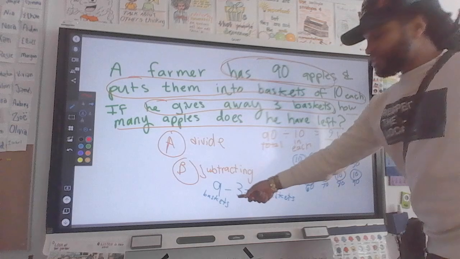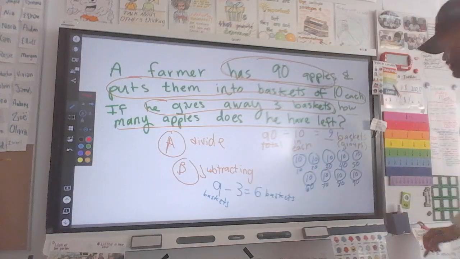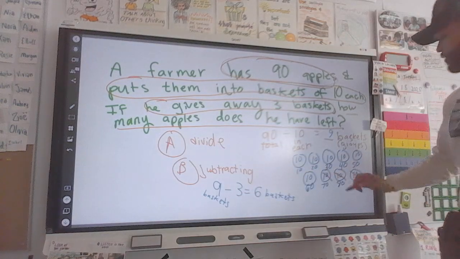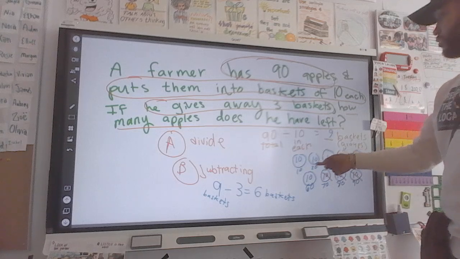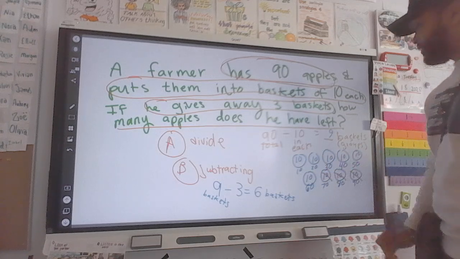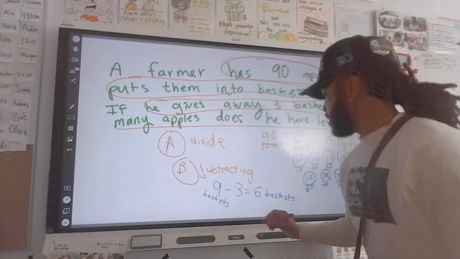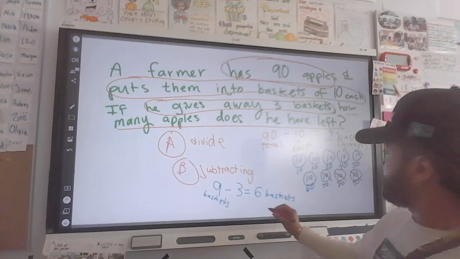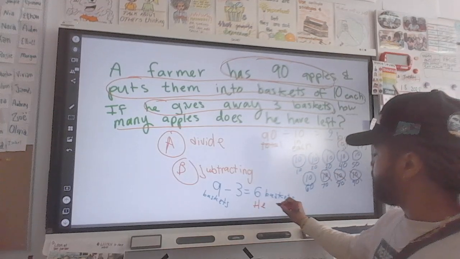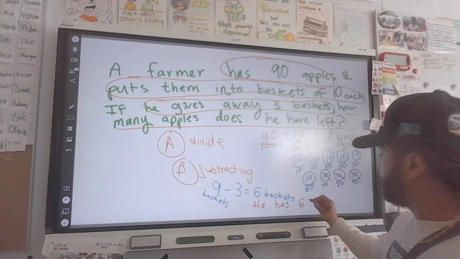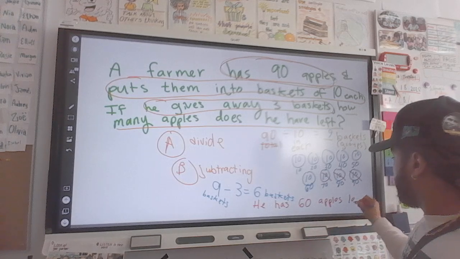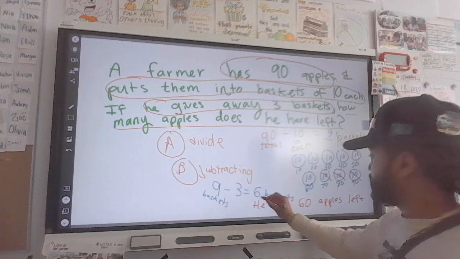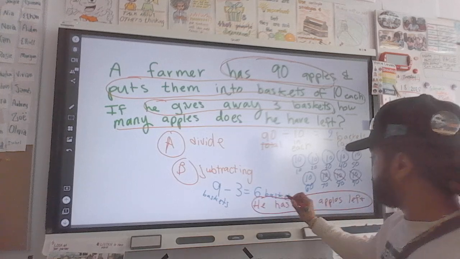But since we showed our thinking over there, I could cross out 3 of those baskets. 1, 2, 3. And I know that this was 10, 20, 30, 40, 50, 60 apples. So in actuality, he has 60 apples left. And this is the entire answer statement. Boom.